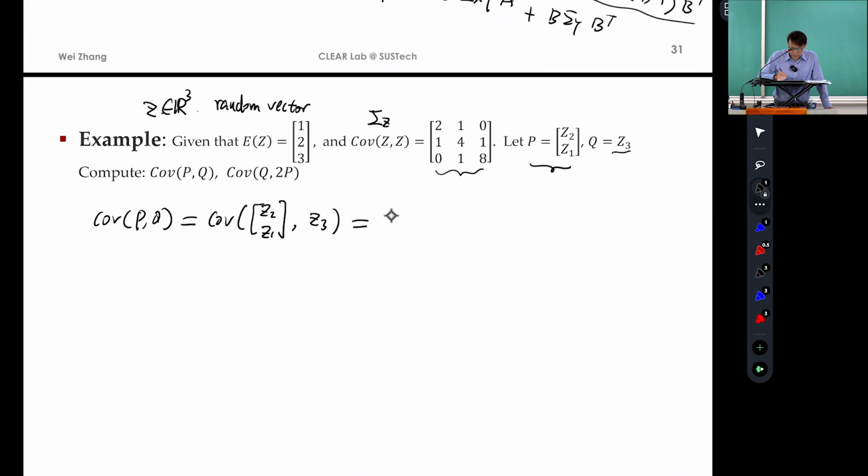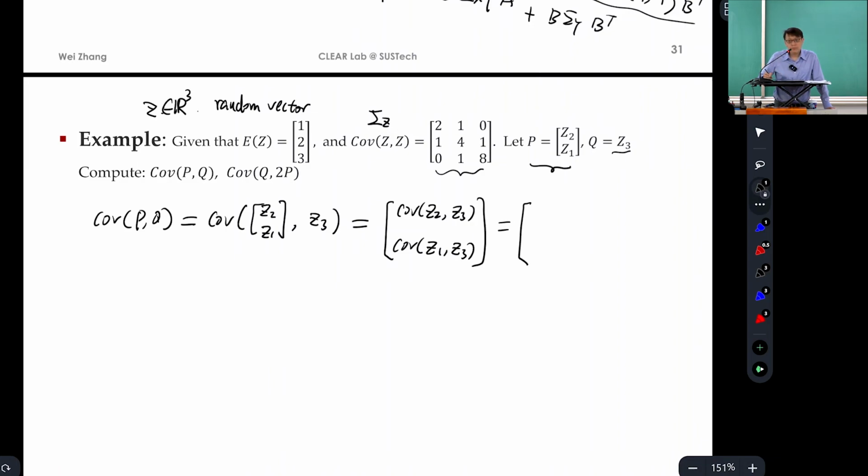So what I have is, but each of these elements is what? The first row, first element is covariance of Z2 with Z3. The second one is Z1 with Z3. What are those two numbers? Do you know? Z2, Z3. Can you read this one? So what's the meaning of this, for example?